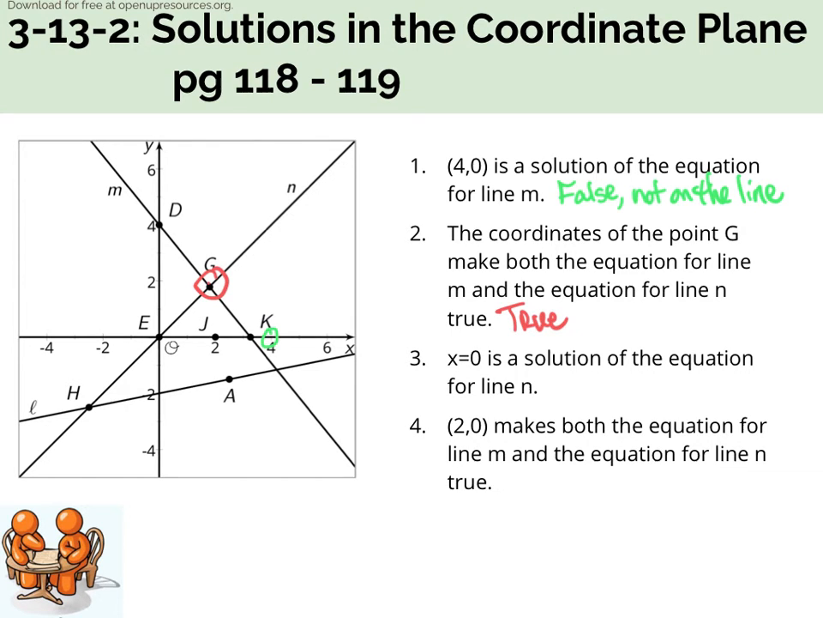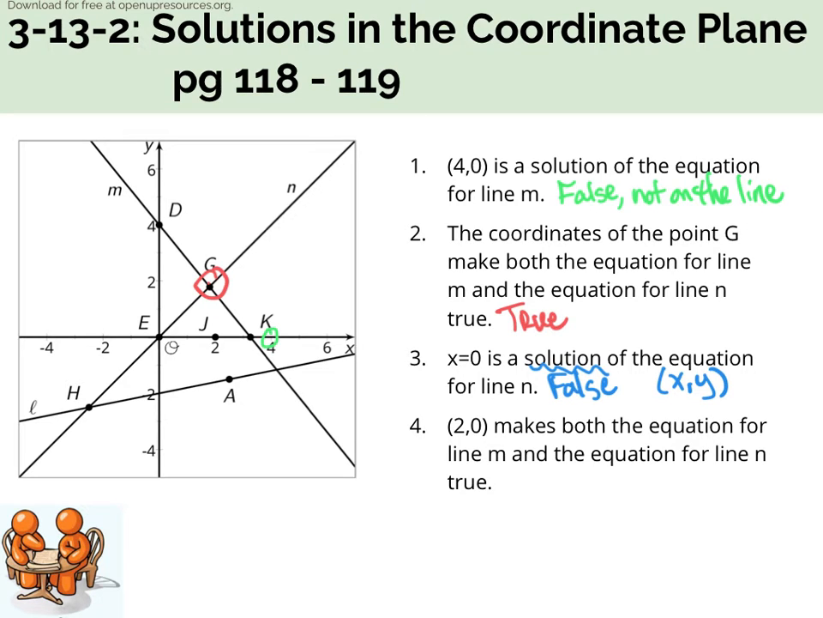All right, let's go ahead and do number 3. x equals 0 is a solution of the equation for line N. Go ahead and answer that question and then come back. So this is false. The reason why is for something to be a solution, I need an x, comma, y. Do I have an x, comma, y here? No, I just have x equals 0. Where's my y? It's not there. So x equals 0 is a line. Remember how we were drawing lines the other day and we had x equals a number? So a solution is actually an x, comma, y. We're missing our y, so it is false. It is not a solution.